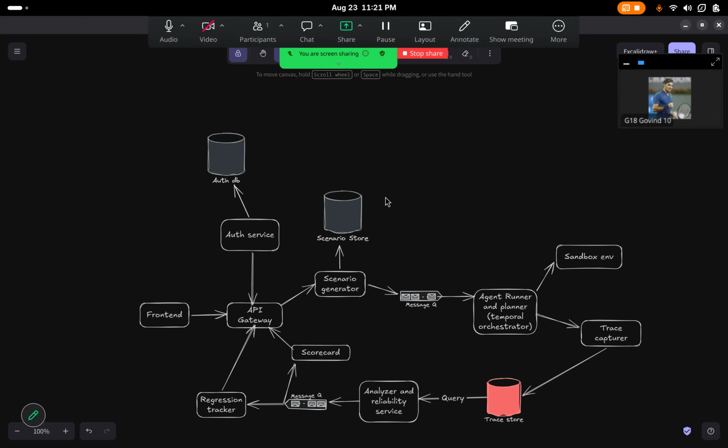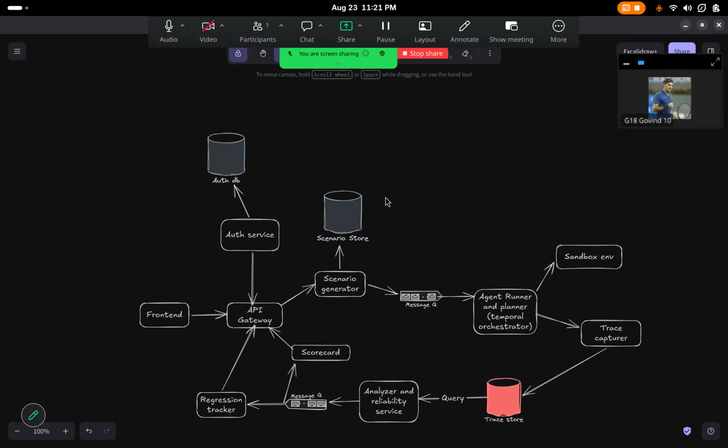Temporal handles the durable orchestration of the evaluation, including workflow state, retries, and timeouts. The actual agent execution happens inside a controlled sandbox with mock tools, so potentially destructive operations don't touch real infrastructure. During execution, the trace capturer records tool calls, arguments, results, latency, and execution state into the trace store. Once the run is complete, the analyzer queries these stored traces and evaluates the agent's behavior.